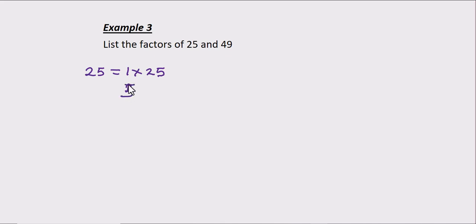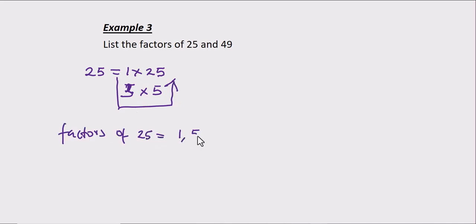5 multiplied by what gives us 25? 5 multiplied by 5 gives us 25. When 25 is divided by 5, the answer is 5. So therefore, we're not going any further. This is another formation. This is a perfect square, so we just have the same exact value multiplying itself. So the factors of 25 are 1, 5, and 25, because this is a perfect square. So this applies when we have a perfect square.